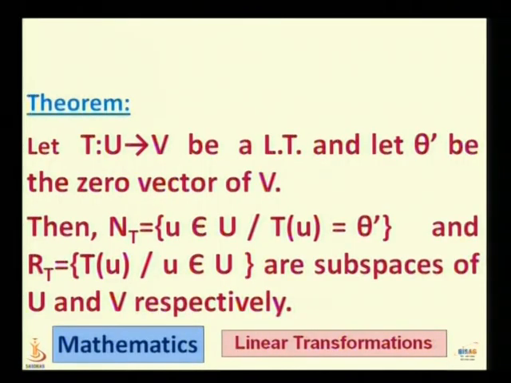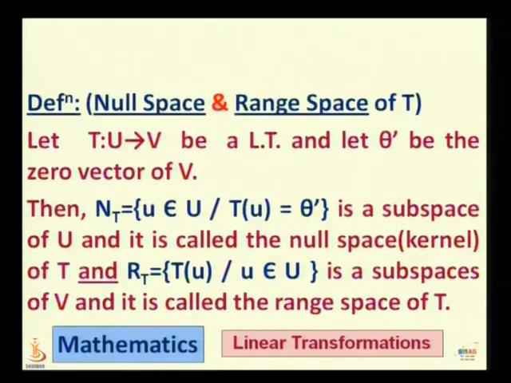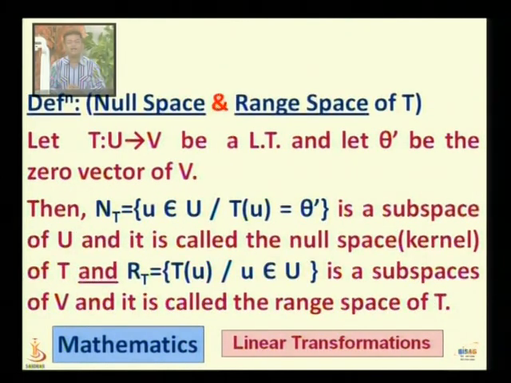Thus we have shown that NT, the set of vectors small u belonging to capital U where T of u is equal to theta dash, is a subspace of the domain space U, and we have also shown that RT, the set of vectors T of u where small u belongs to capital U, is a subspace of the codomain space V. This way we have shown that NT and RT both are subspaces of U and V respectively.